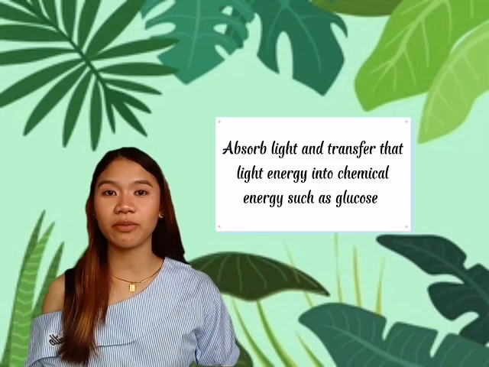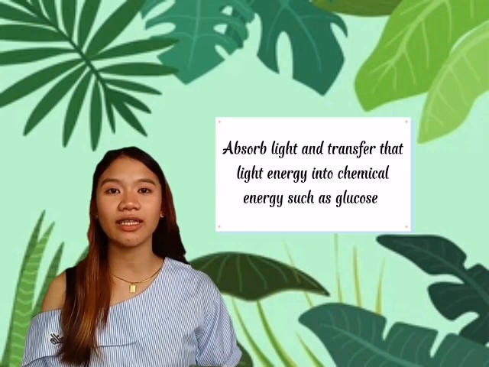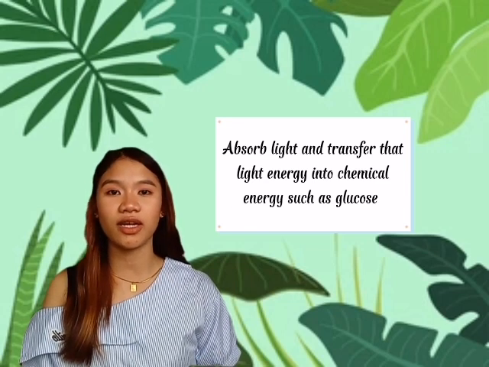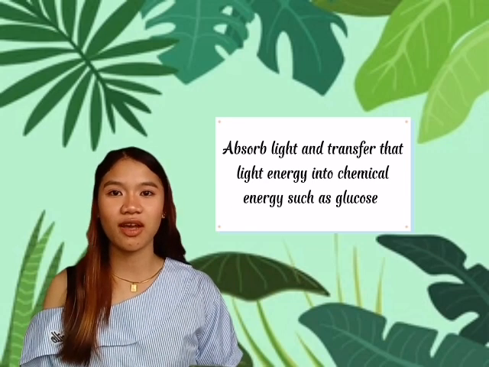Chlorophyll is essential for photosynthesis. It serves two primary functions in the photosystem. The function of chlorophyll is to absorb light and transfer that light energy into chemical energy such as glucose. Chlorophyll specifically absorbs light from the red and blue parts of the light spectrum and reflects green light.